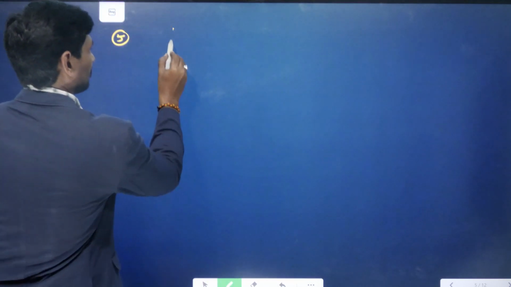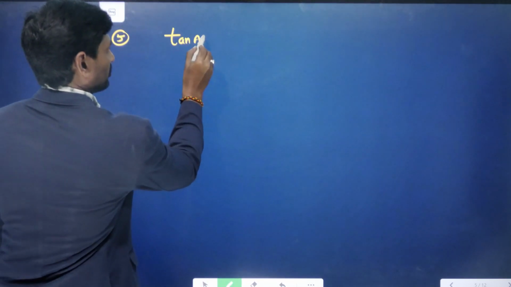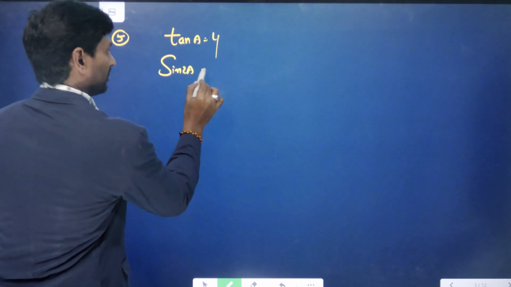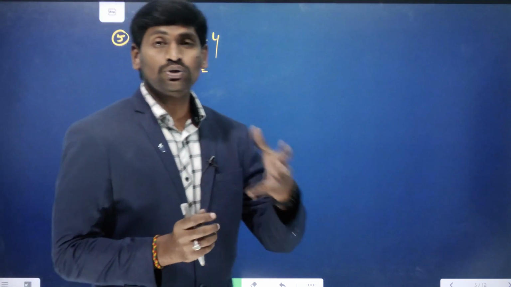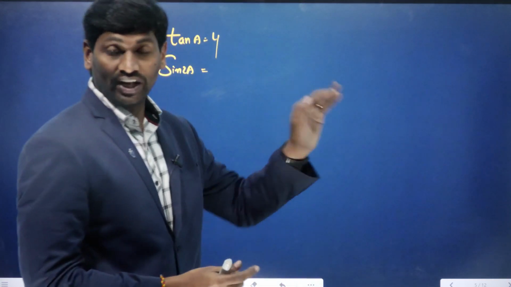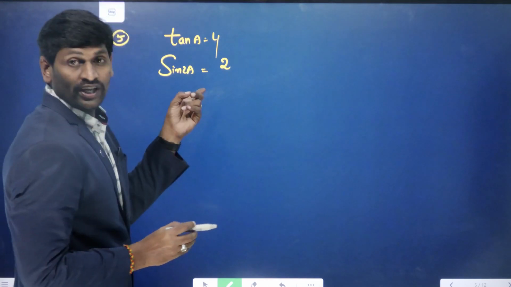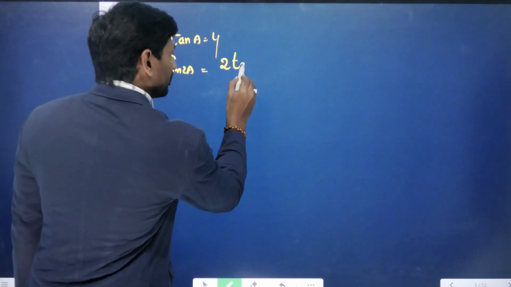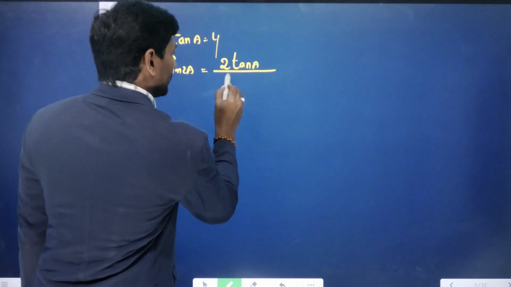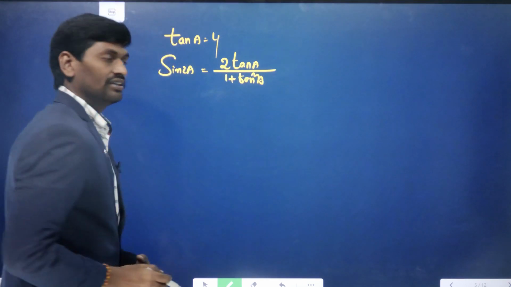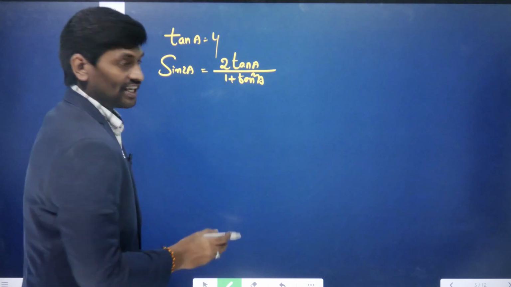Problem number 5. That is tan A equals 4, sin 2A is asked. Tan A equals 4, but asking about sin 2A. So while we are discussing the sin 2A formula in terms of tan, what is the formula in terms of tan? Sin 2A equals 2 tan A by 1 plus tan square A.